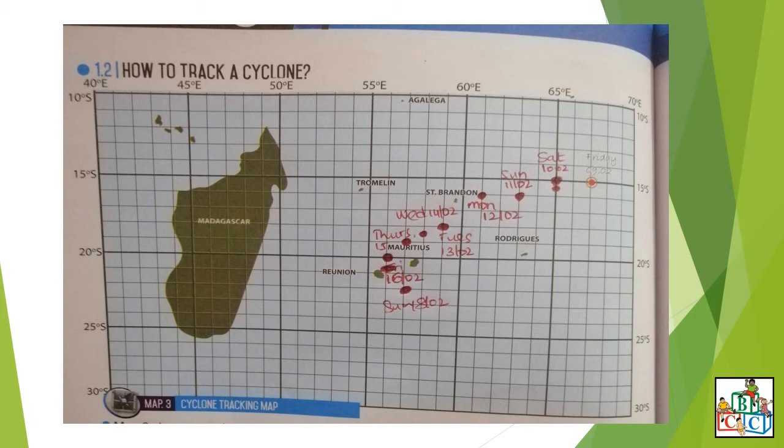Now can you see where it is moving? It is moving in a southwest direction. From Friday to Sunday the 18th, it is moving in a southwest direction. So when cyclones are moving in a southwest direction, it is a sign that they are going to damage our island. They are going to damage the islands when they are moving in the southwest direction.